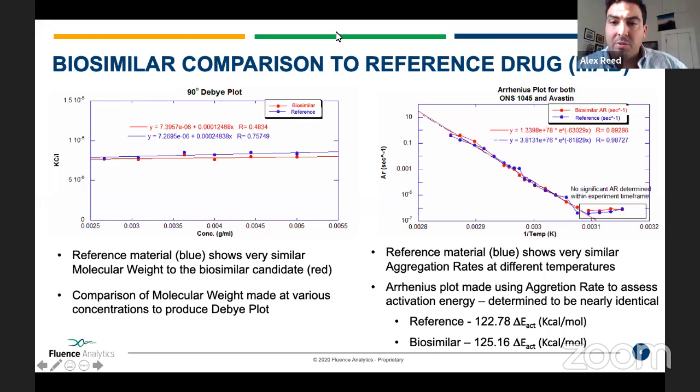On the right-hand side, we looked at the Arrhenius plot, which we put together based on aggregation rates at each different temperature. For each of the samples, biosimilar and reference, we had it at a specific temperature and we calculated an aggregation rate with Rgen, and we were able to then get the activation energy for each of them. And what we found, as you can see there, is very, very close, almost identical activation energies. And as you can see from the graph, they're virtually laying on top of each other. So again, what you would be looking for when you're comparing your biosimilar to your reference drug.